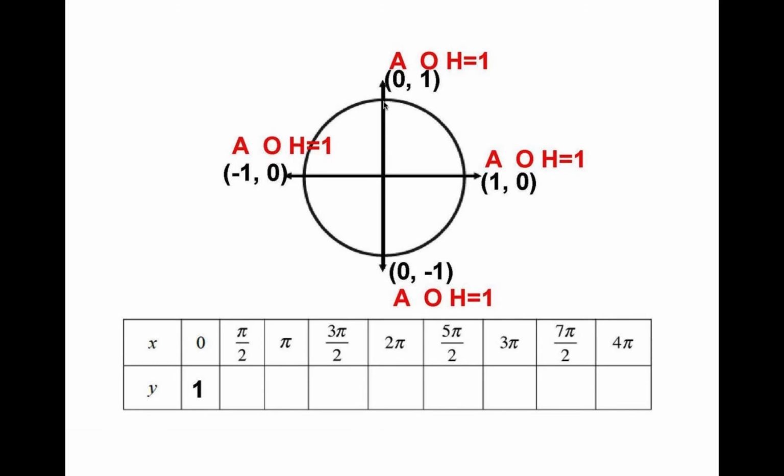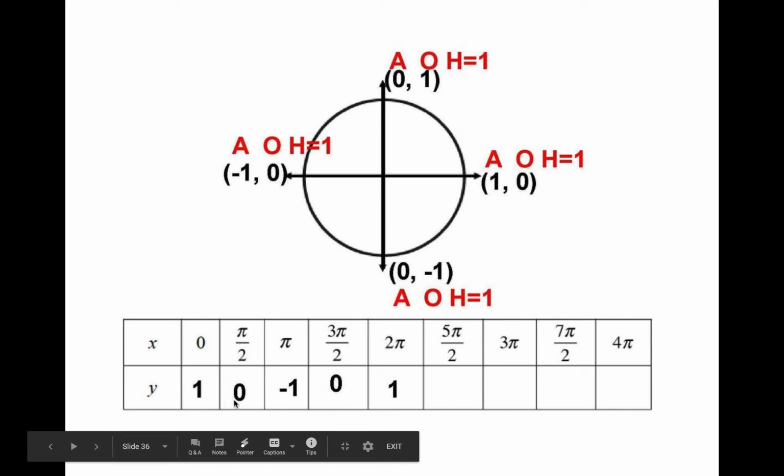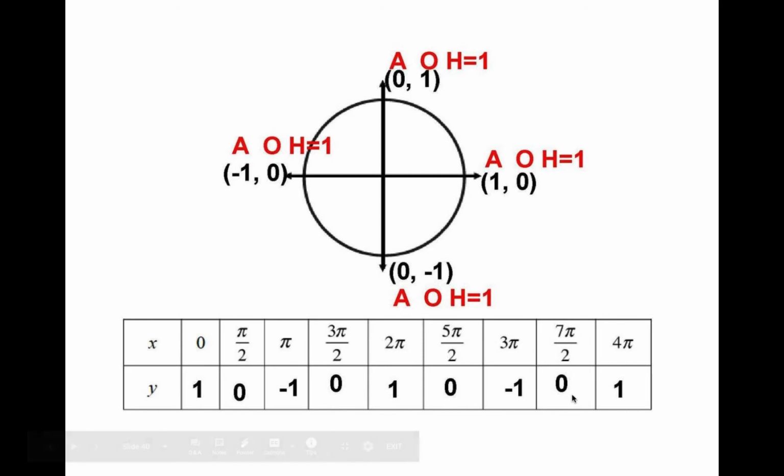Now at pi over 2, which is at 90 degrees, cosine is adjacent over hypotenuse. So 0 divided by 1 is 0. At pi, cosine is negative 1 over 1, which is negative 1. At 1.5 pi, it's 0 over 1, which is 0. And then at 2 pi, we're back here again, so it's 1 over 1, which is 1. So this pattern is now repeating.